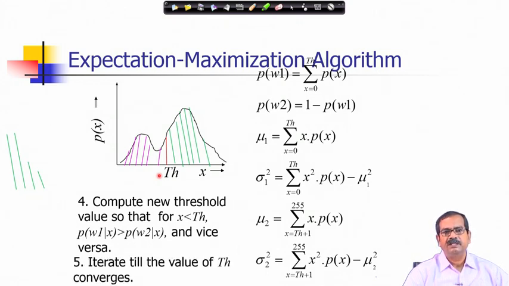So, we iterate this process. That would be my new threshold value, and we will keep iterating until the process converges. So, this is your Bayesian classification based binarization method.